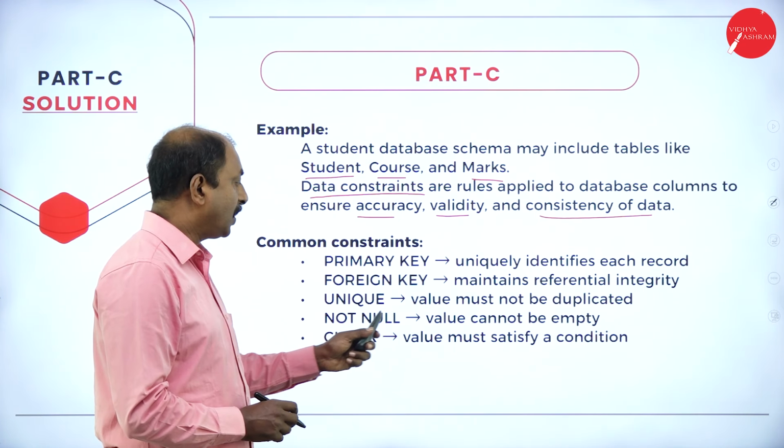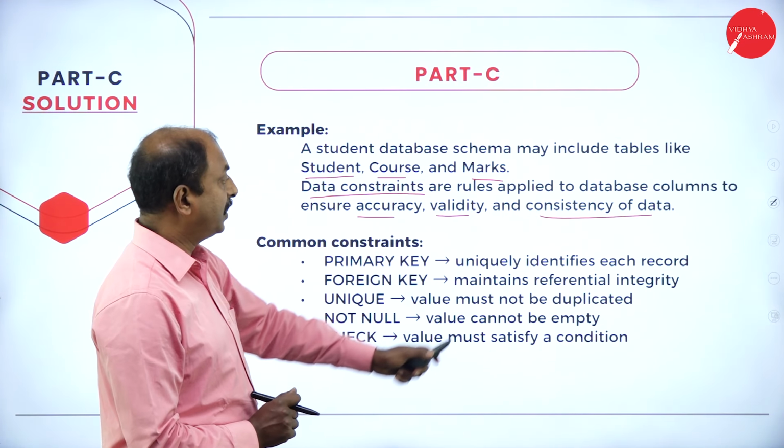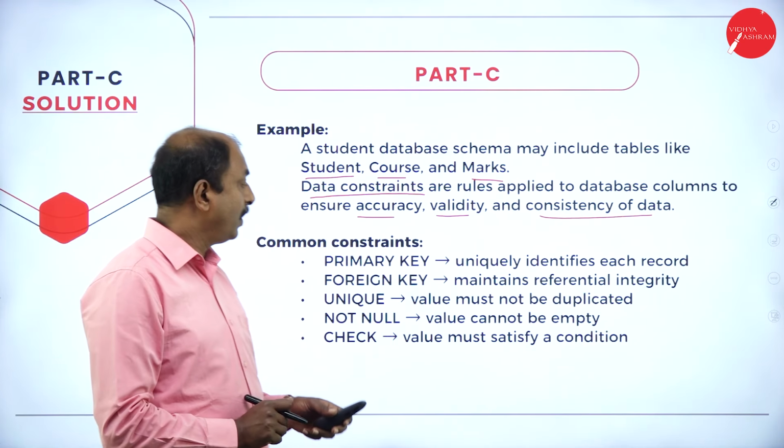We have different types of database constraints: primary key constraints, foreign key constraints, unique constraints, not null constraints, as well as check constraints. These are the definitions of all the different types of constraints.